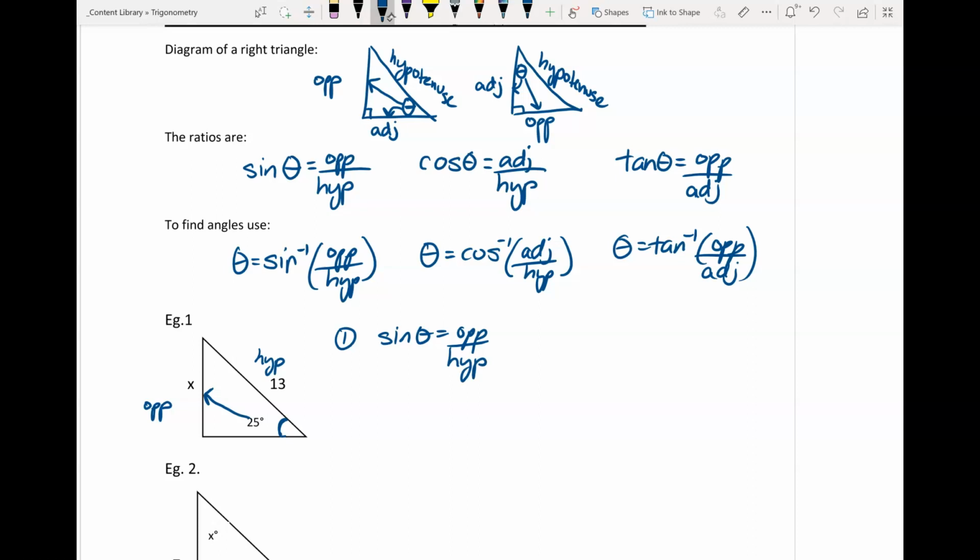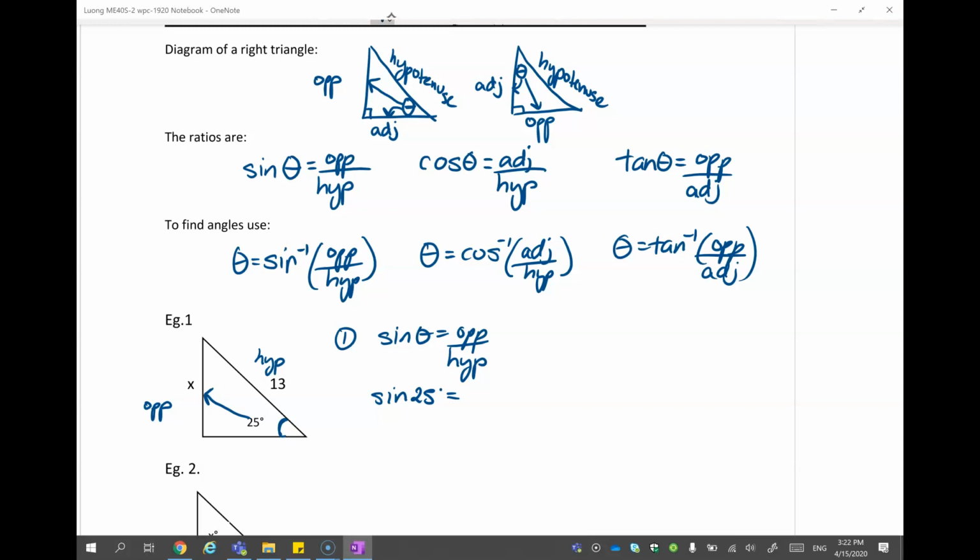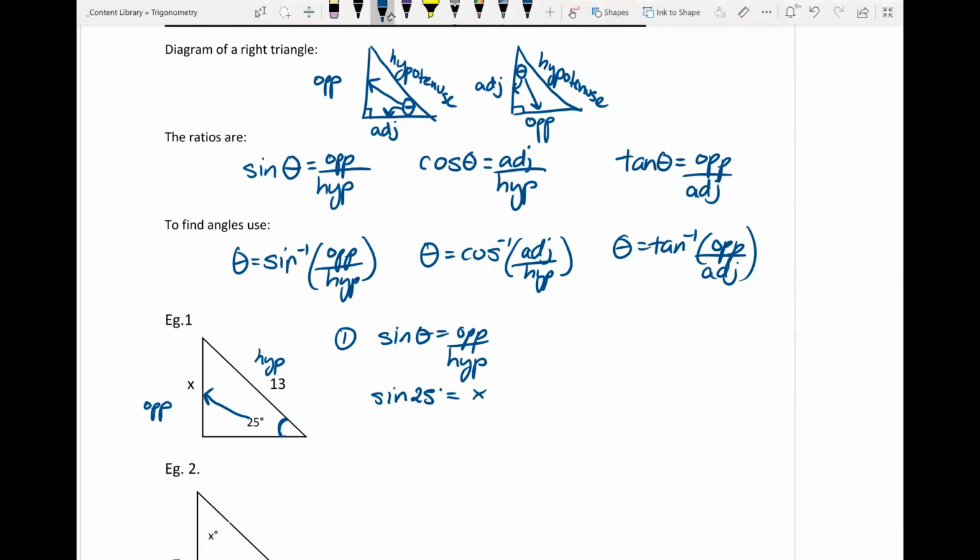Now I'm going to fill in the information I know. So I know the angle is 25 degrees, and I also know the opposite is called x, because we're looking for it, and our hypotenuse is 13. So that was our very first step, to determine which ratio we are going to use and then fill in the information that we do have. Our next step is to solve for x.